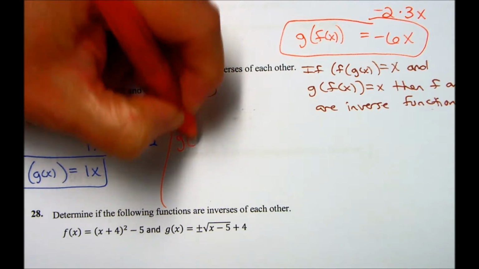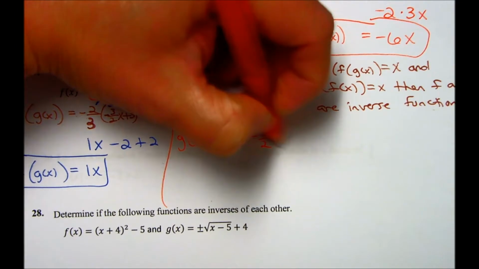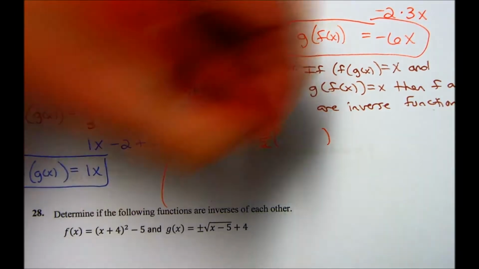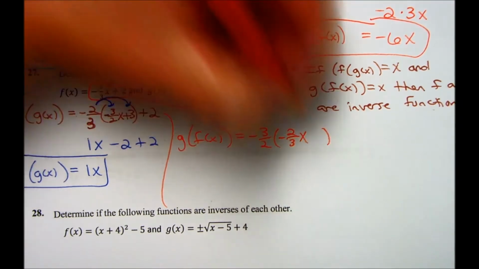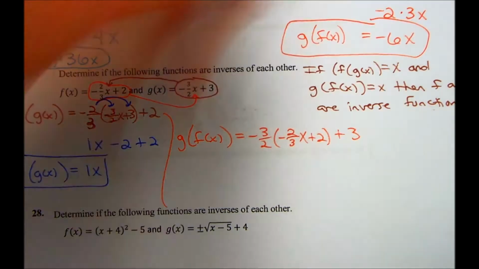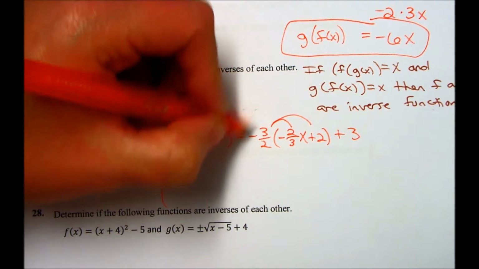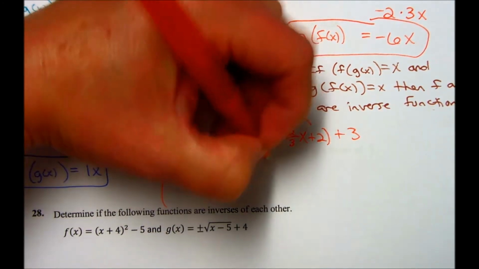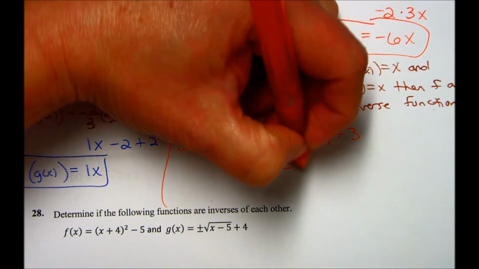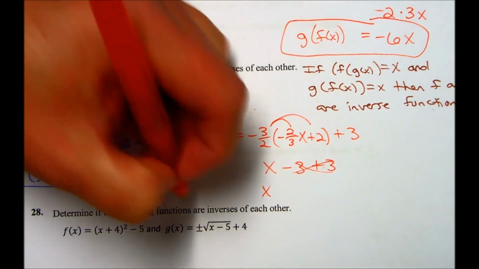So the g of f of x, negative 3/2, you're going to replace this x now with the f function, negative 2/3 x plus 2, and then you've got that plus 3 at the end. So when you distribute, the negative 3/2 and the negative 2/3 become 1, which gives you then just x, and the negative 3/2 times the 2 would equal negative 3, and then you have that plus 3 there. So again, those cancel out, and you get just x.